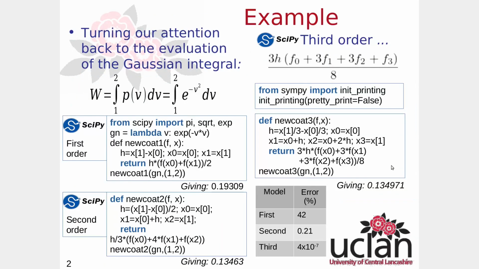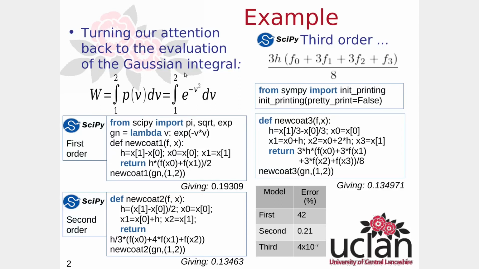So before turning our attention back to the Gaussian integral, just to mention that if you used SymPy, the same SymPy commands actually, you could derive a third order approximation, which is affectionately known as Simpson's 3/8 rule, because we've got 3/8 times h. It's the first plus the last, plus 3 times the internal ones.